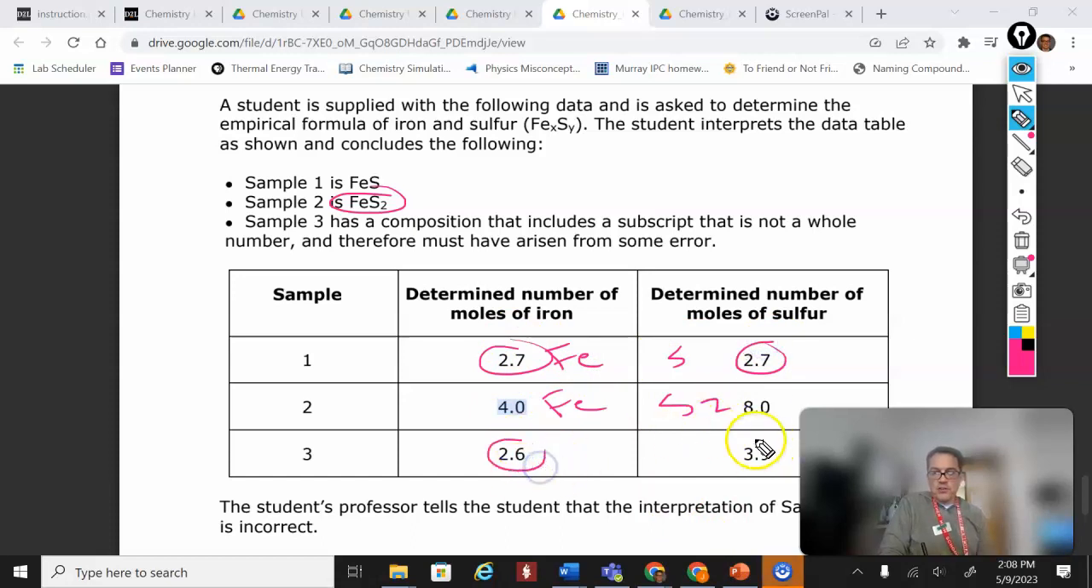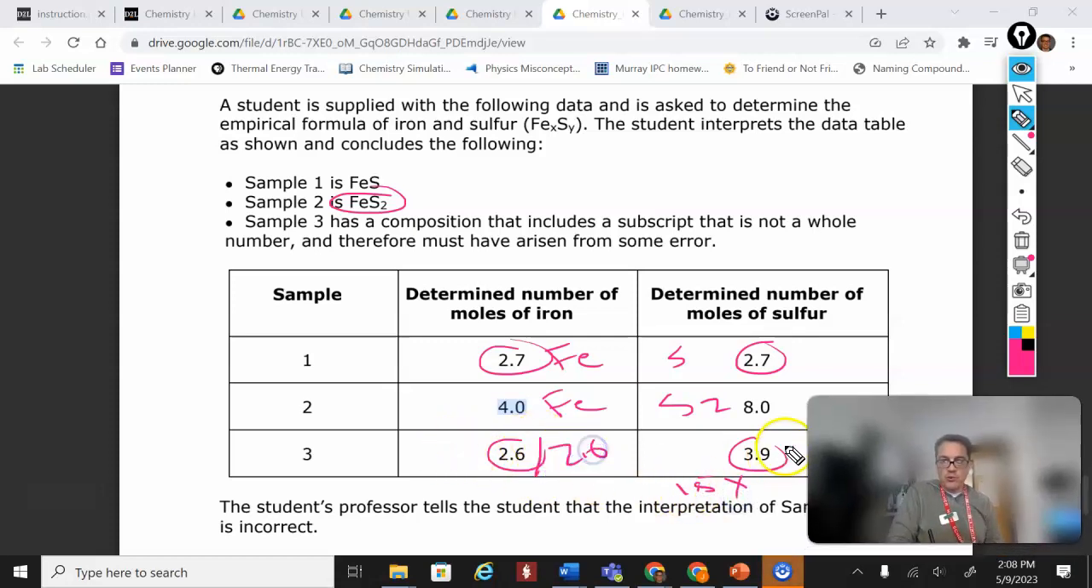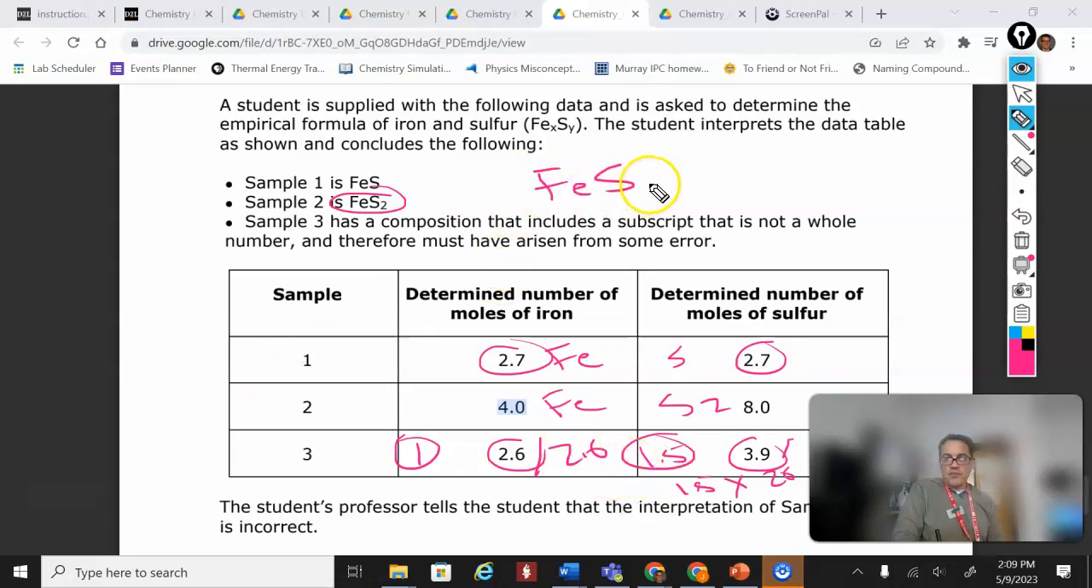So what's going on here? This number is 1.5 times as big as this one. So in other words, if we divided both of these by 2.6, you get a ratio of 1 to 1.5. So we can't have formulas of the 1.5. We can't write FeS1.5. We want to make them into whole numbers. So the easiest way to do this would just be to double the numbers.